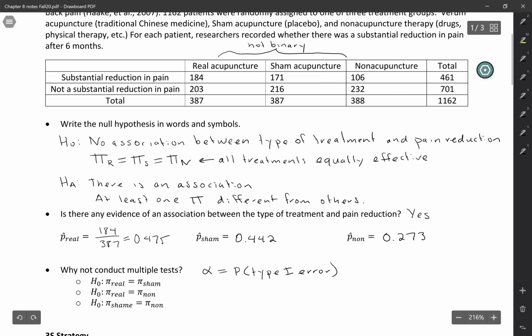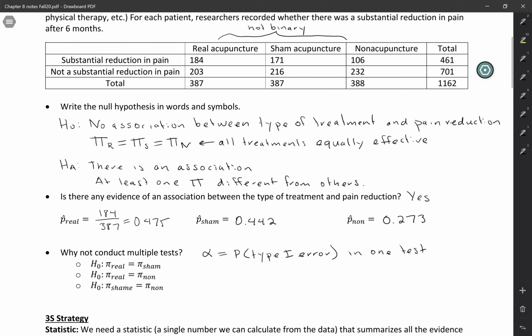And if you're looking at the probability of a type 1 error being equal to alpha, that's really meaning in just one test. So like let's say you set it at 0.05 and you conduct one test, there's a 5% chance that you'll make a type 1 error. But if we do more tests, then it's going to start to pile up. So like here, if you want to test each of these pairs on its own, we call these pairwise tests, you're going to have to do 3 separate combinations, right? Real and sham, real and non, sham and non. So we have to do 3 tests. And if we do 3 tests, that's going to add up, right?